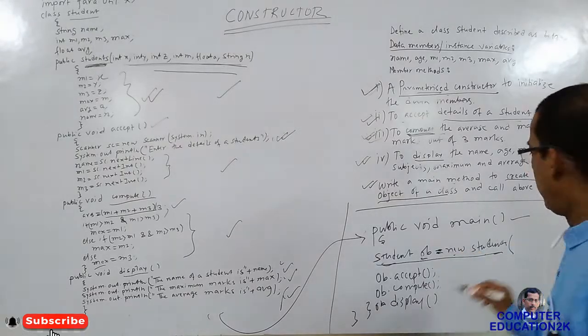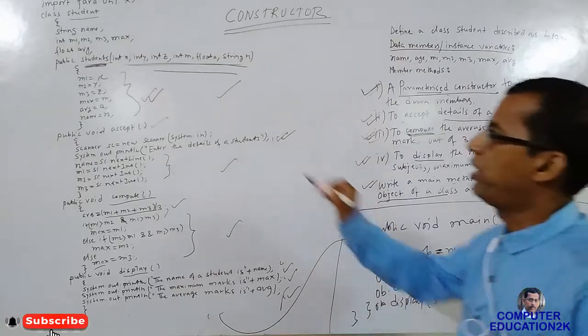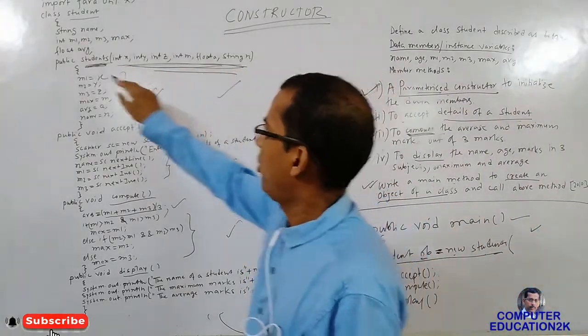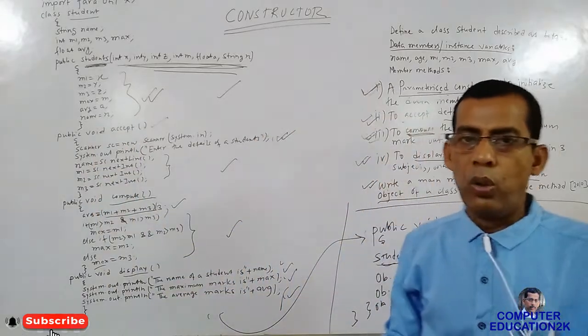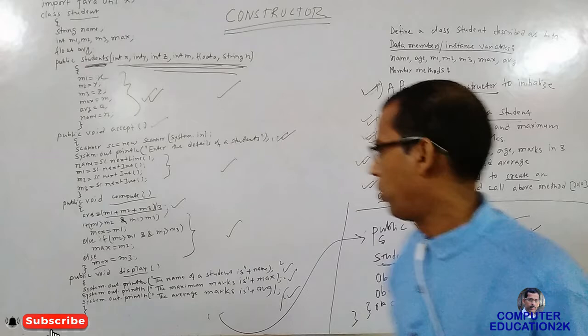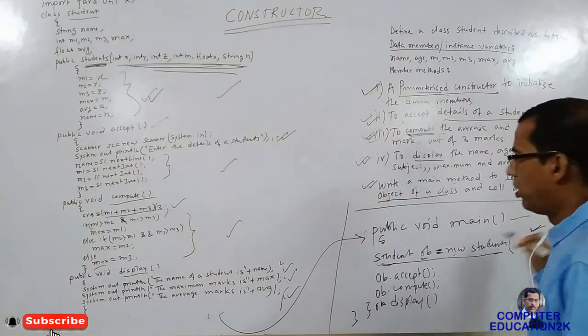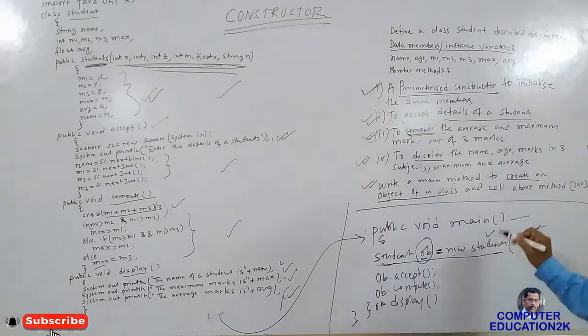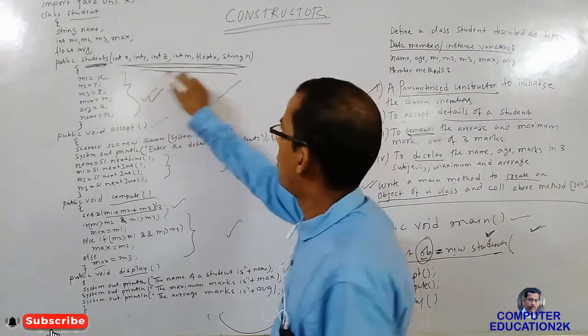But here you have to give values for these parameters, because you have given the parameters with the constructor, and you know whenever you create an object, the constructor is called. Whenever you create any object, the constructor is invoked. So while invoking the constructor, you have to give the values for all these parameters.